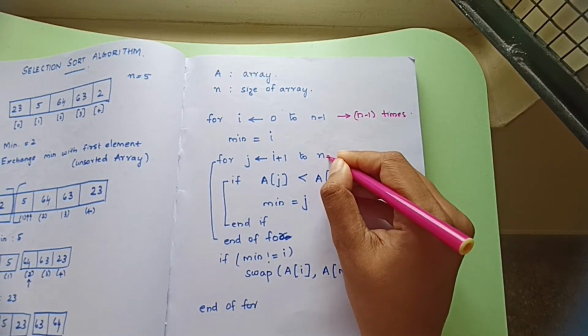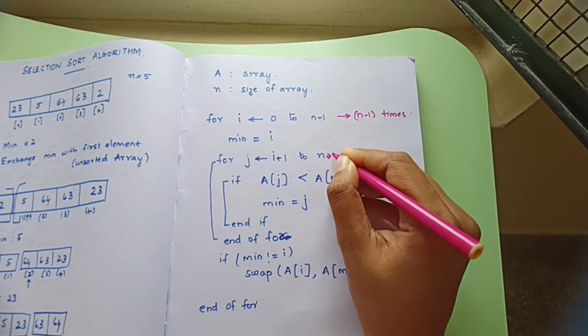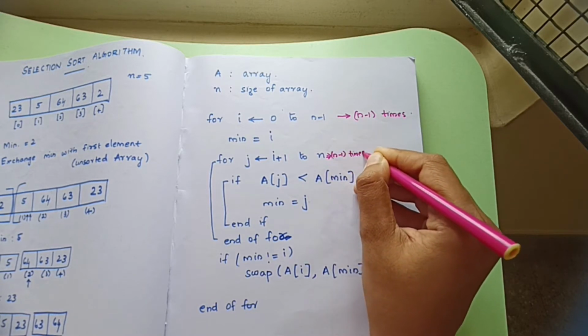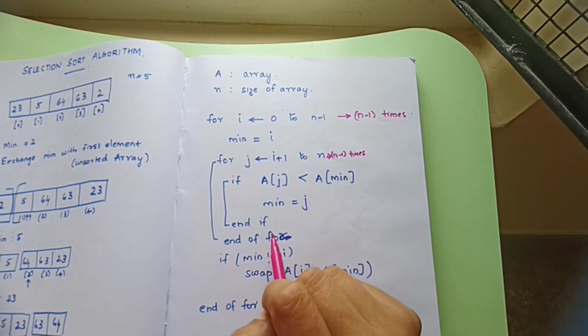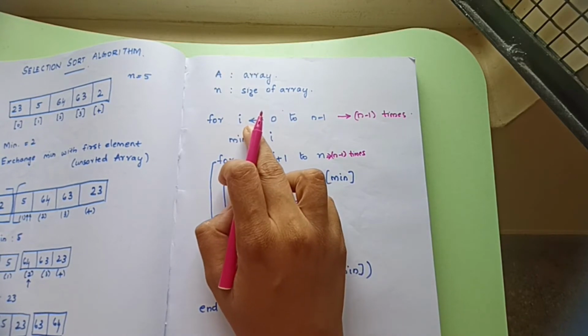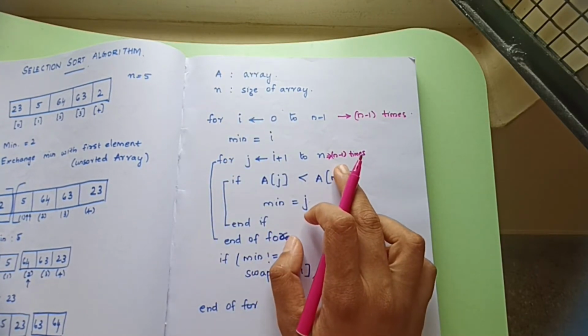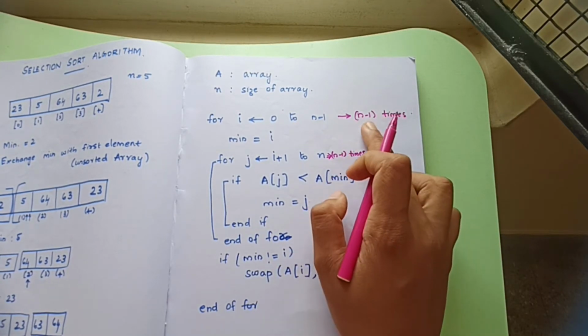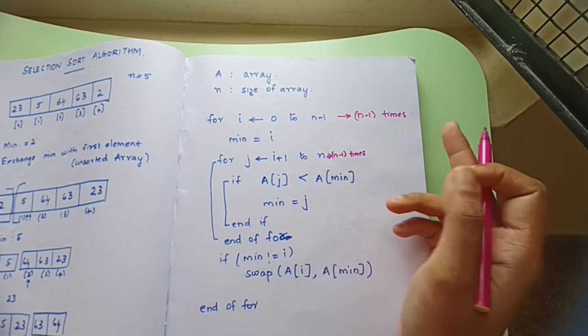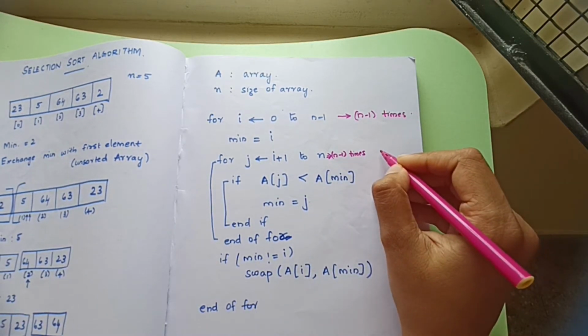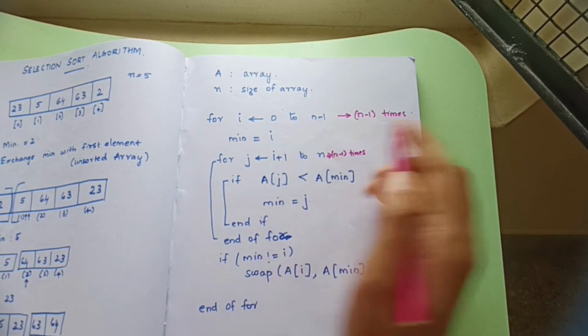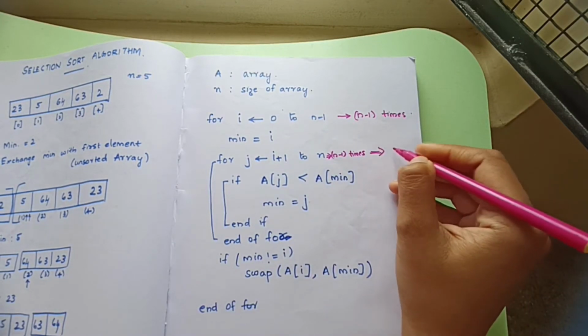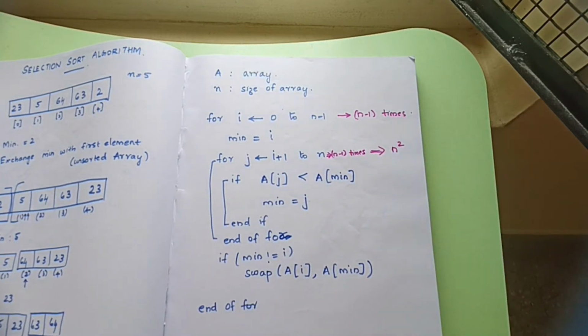So this also gets executed n minus 1 times for i equal to 0. For i equal to 1, it again executes n minus 1 times. So similarly, for each i it executes n minus 1 times. That is, n minus 1 into n minus 1 times it gets executed. So in total, it executes n square.